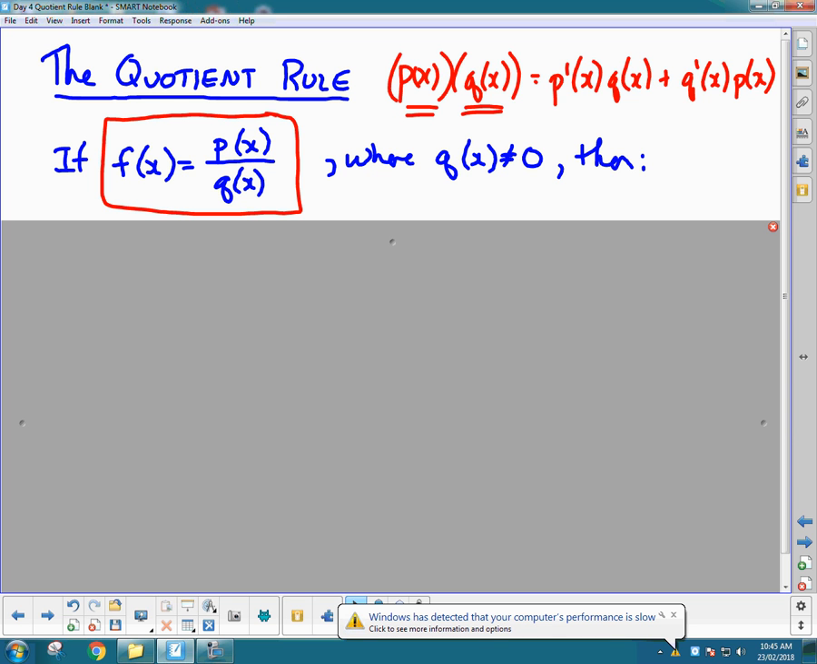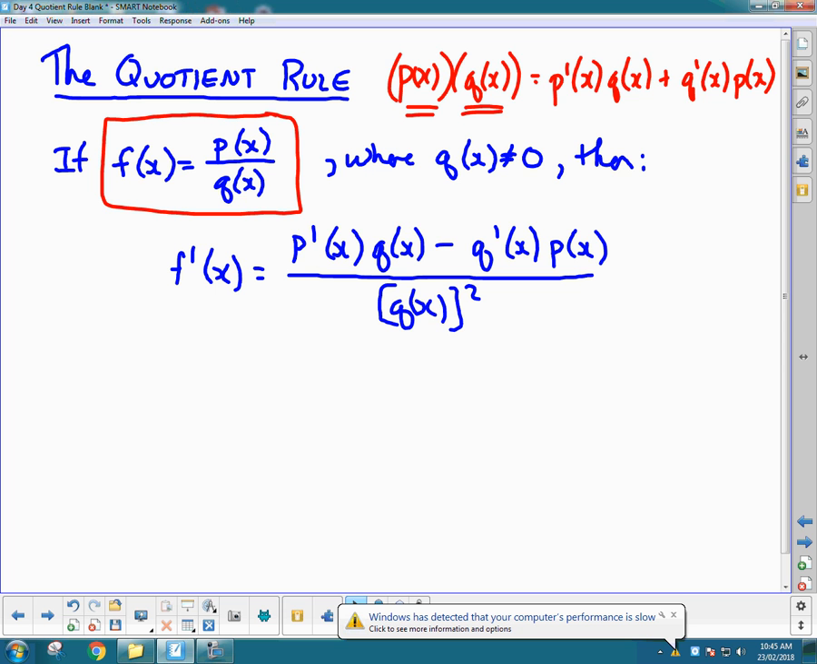This is what it looks like. It is the derivative of the first times the second minus the derivative of the second times the first, except this whole thing is being divided by the bottom squared. Okay, the quotient, or the bottom part squared. So I'll give you a second to write that down. I'm going to show you in a bit where it comes from.